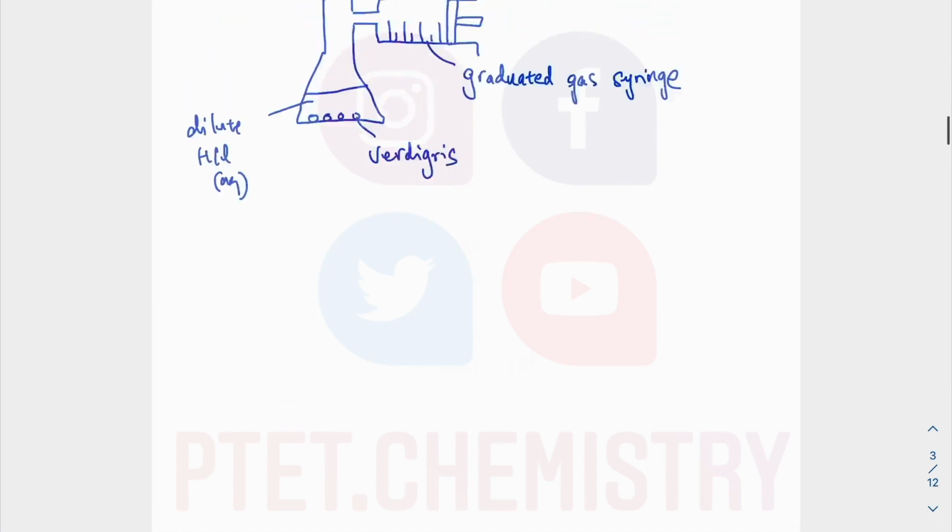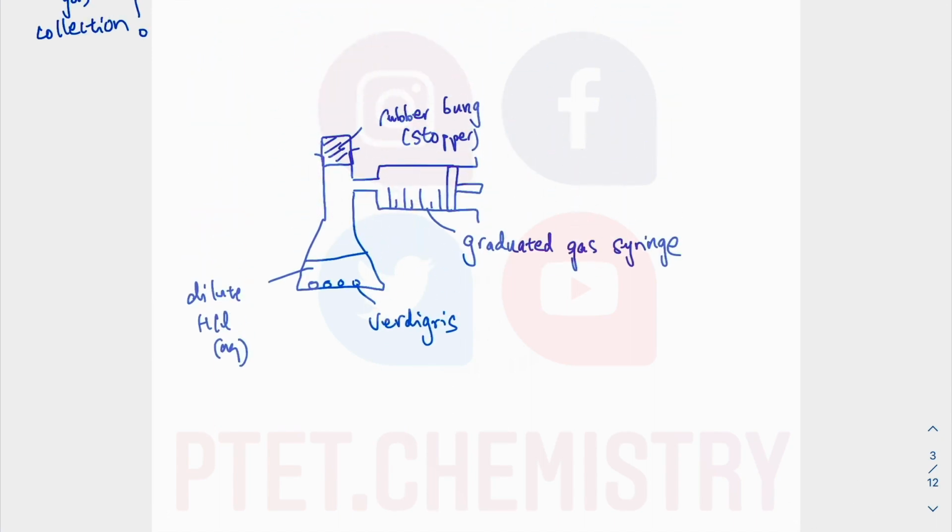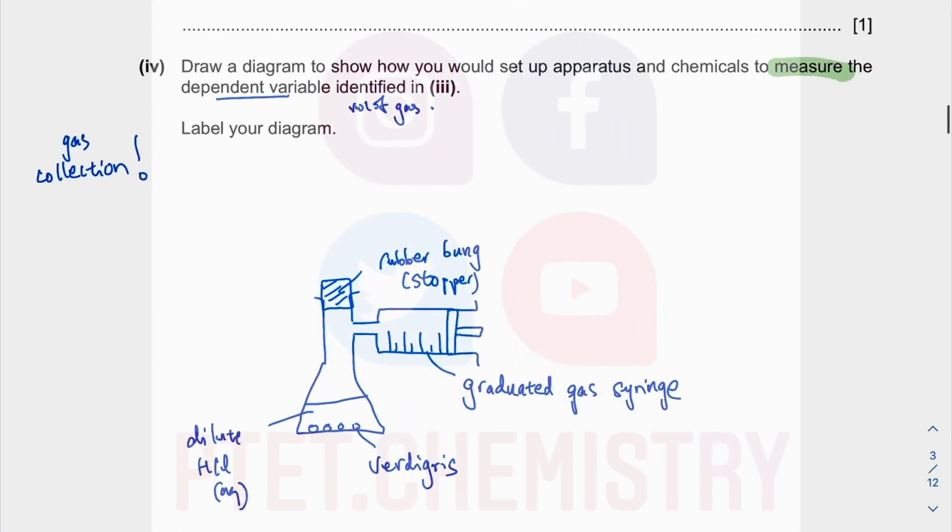So how many marks is that? That's for 2 marks. It's pretty generous, I guess, having all the apparatus. So we already set out the apparatus, we put in the chemicals, we measure the volume of gas, and we label our diagram. That's it really. Make sure you have a stopper, otherwise your gas will escape and you're not measuring the correct volume of gas then.